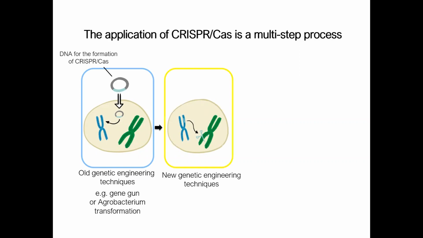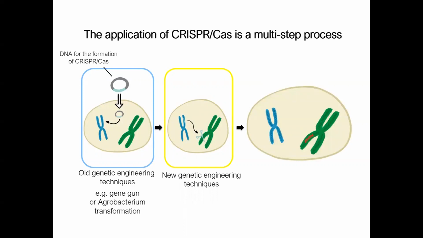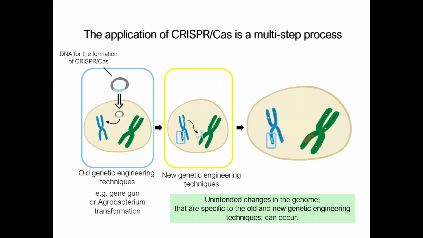This second step is the application of the new genetic engineering techniques. After cutting the DNA, the cell's own repair mechanisms are activated, which can then induce the intended alterations at the target site. In the last step, the gene scissors DNA is segregated by further breeding steps. In this multi-step process, unintended changes in the genome that are specific to the old and new genetic engineering techniques can occur. In the next few slides, I'll explain these unintended changes in more detail.